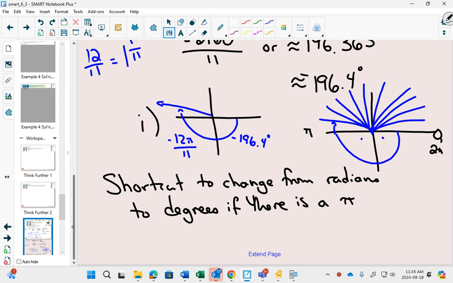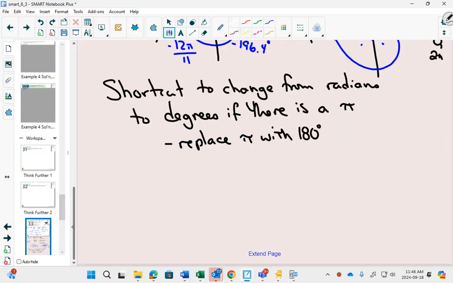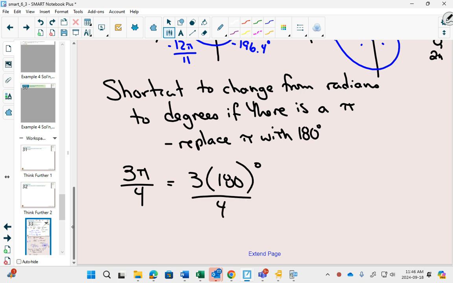There's a shortcut for changing from radians to degrees if there's a pi. Because pi radians is 180 degrees, you can just replace the pi with 180 degrees. I'll show you the shortcut, and I'll show you why it works. If I had 3 pi over 4 in radians, this would equal 3 times 180 over 4 in degrees. We could reduce this, and it's 135 degrees.